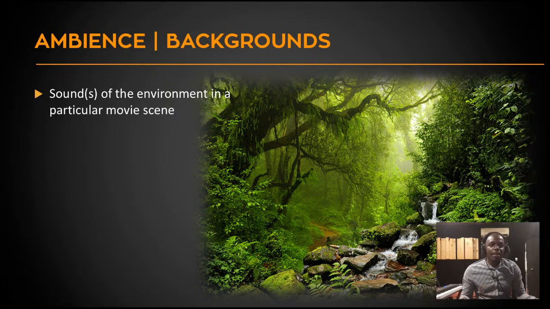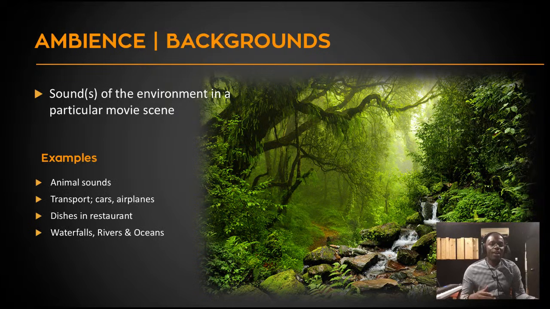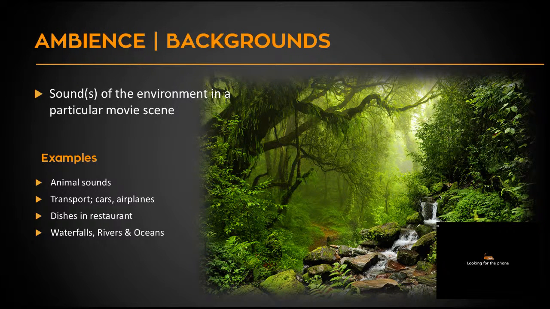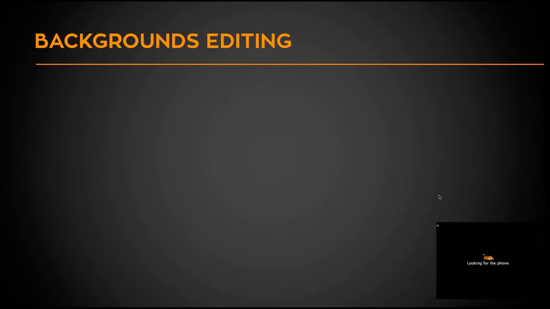There could be other animals in there. So you have animal sounds, you have transport, you have cars, you have airplanes, you have dishes in a restaurant. For example, if there is a scene where the characters are in a restaurant, there you have dishes hitting in the background. That's why they're called backgrounds, to create that ambience and atmosphere. You have others like waterfalls, rivers and lakes.